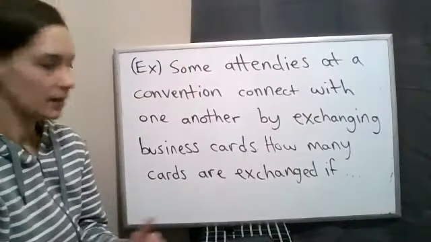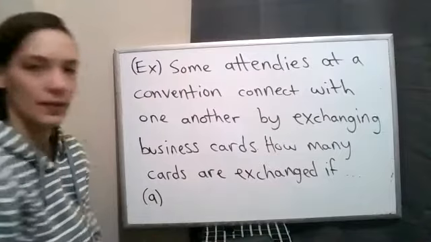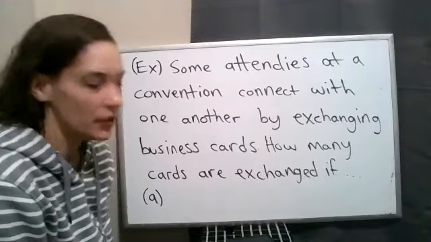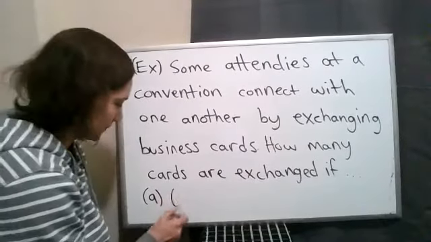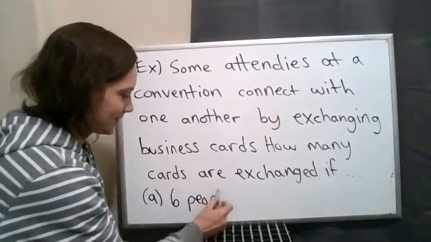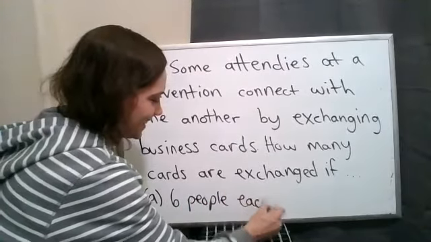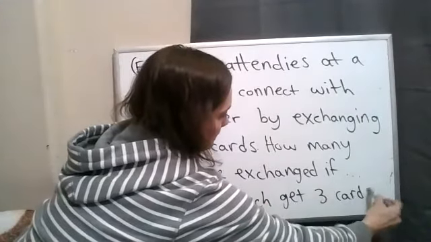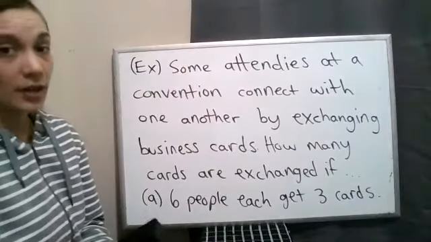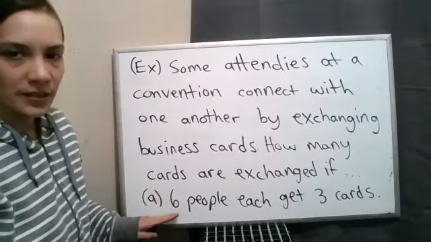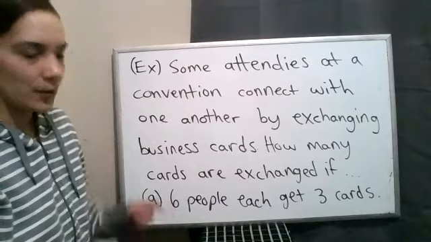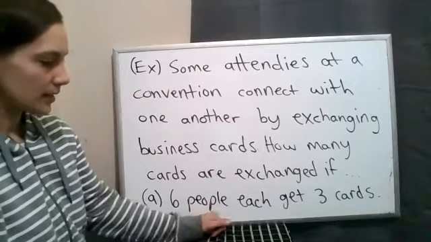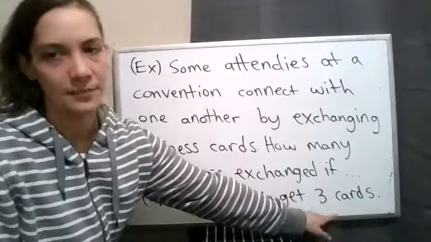Cool. Part A. We have 6 people, each end up with 3 new cards. We're going to draw a graph that kind of represents the situation. Once we have a good graph, we'll find the sum of the degrees and divide by 2. That will give us the number of edges, or the number of cards.